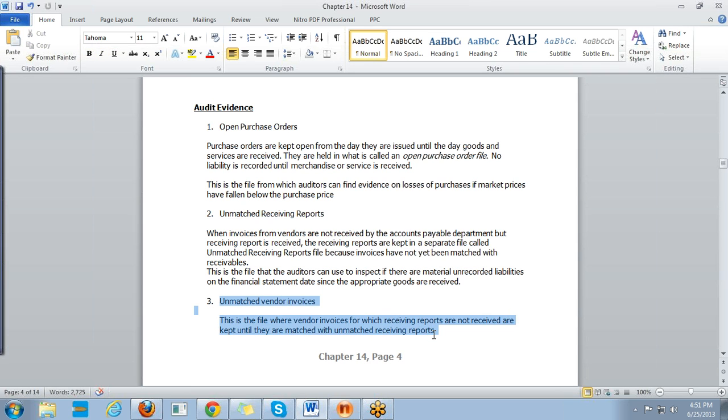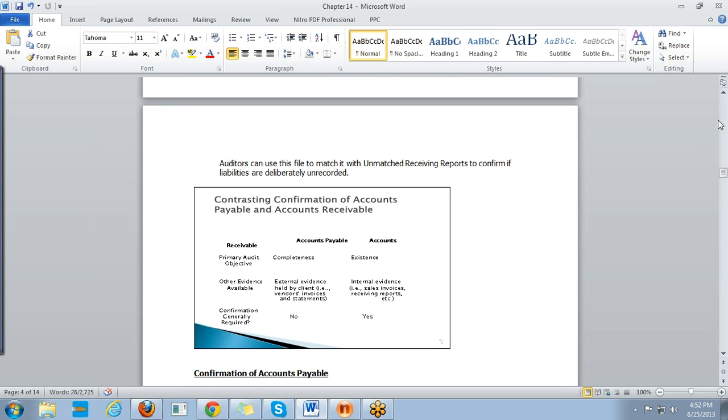But what the auditors want to see is, did they get this on time but they deliberately did not book it because they want to show less expense? So that's why unmatched vendor invoices gain their own importance. Okay, so this is what you got to look at.